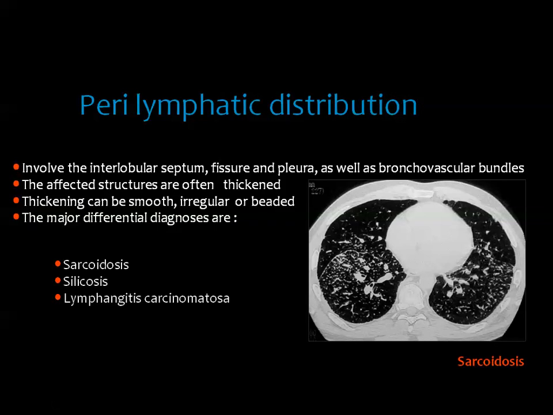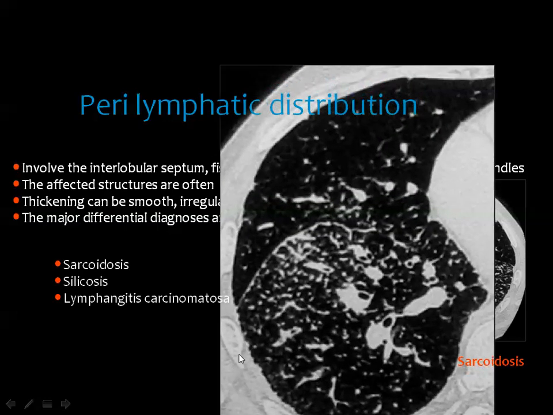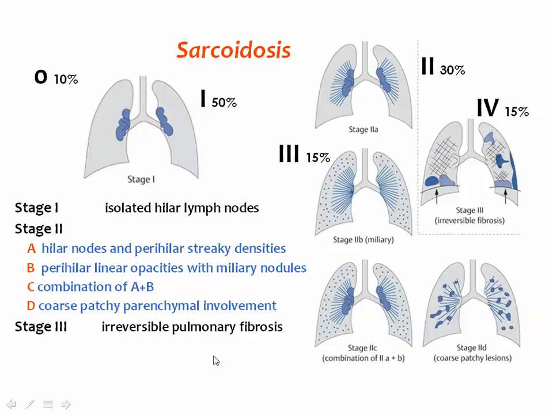On top of the differential diagnosis of perilymphatic distribution is sarcoid. Then you remember lymphangitis carcinomatosa is diagnosed whenever you know that the patient had a primary malignancy and you see the perilymphatic distribution. Then what about sarcoid? By sarcoid, this is the granulomatous disease that affects the lung and many other systems, and it is classified into stages. And there are two ways of staging this disease.